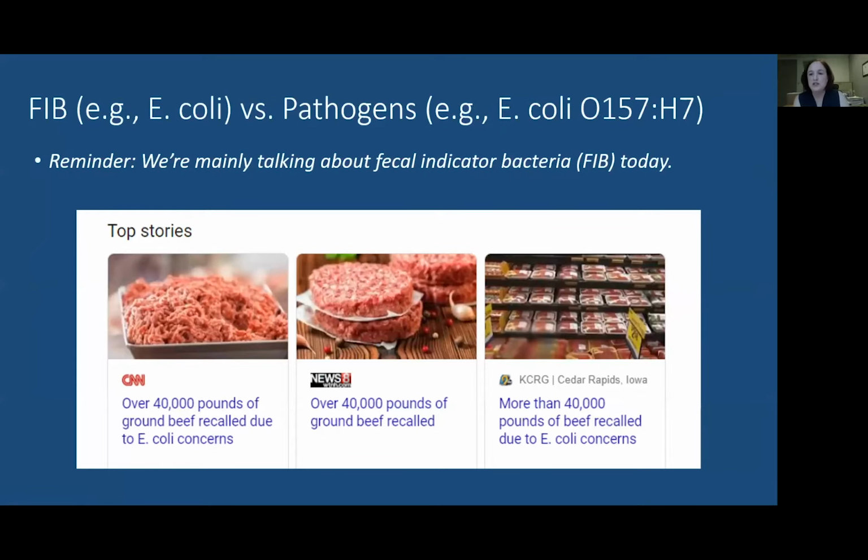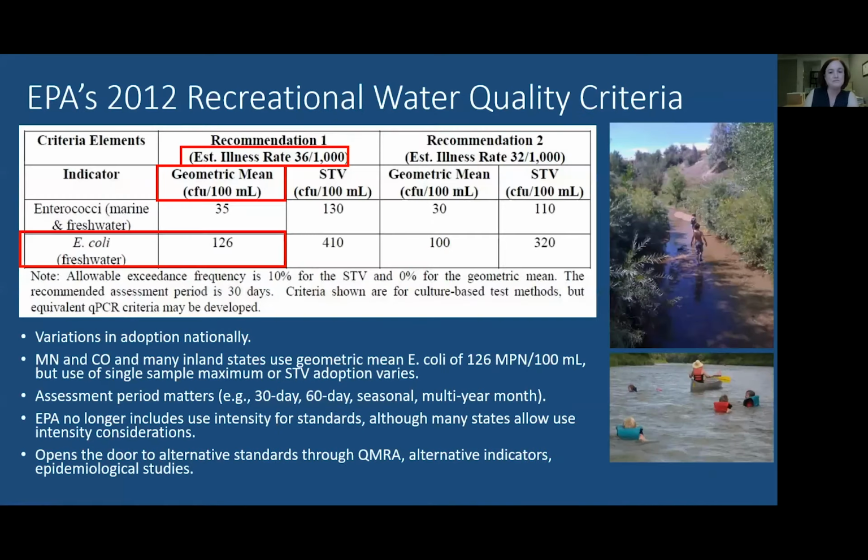And I think just to make sure we're all on the same page as we're talking about this topic, E. coli is in the news with a big hamburger recall that's going on right now that's due to a specific pathogenic strain of E. coli O157:H7. But when we're talking about E. coli today, we're talking about fecal indicator bacteria, which are not necessarily disease-causing. They're used as indicators of potential pathogens. So I just wanted to make sure we're on the same page there.